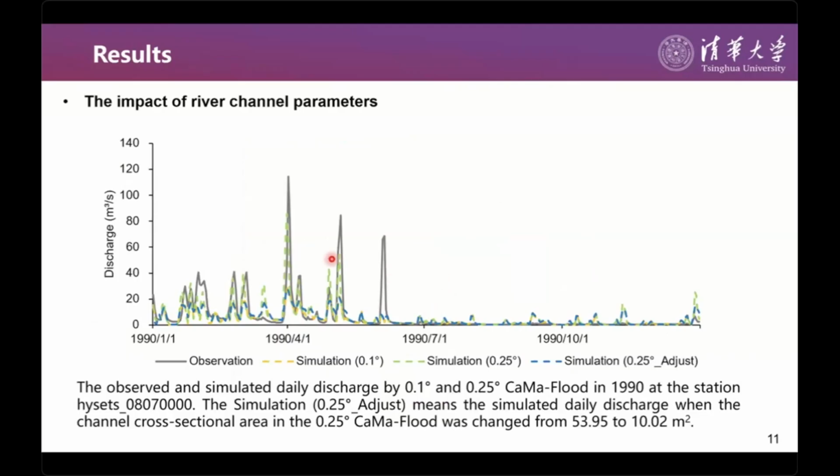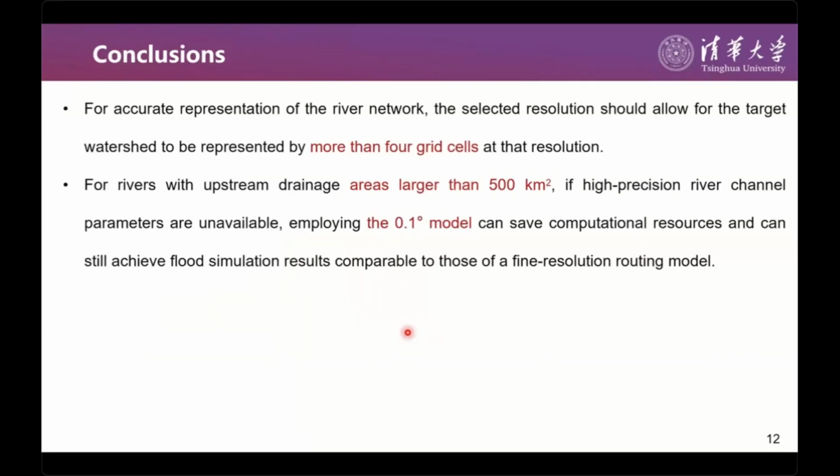For example, in this station, if the channel cross-sectional areas in the 0.1 degree and 0.25 degree CaMa-Flood are identical, the improved upstream drainage area can lead to the improved flood peak flow at this station when using the 10 km resolution CaMa-Flood compared to the 25 km resolution. And this is the conclusion.